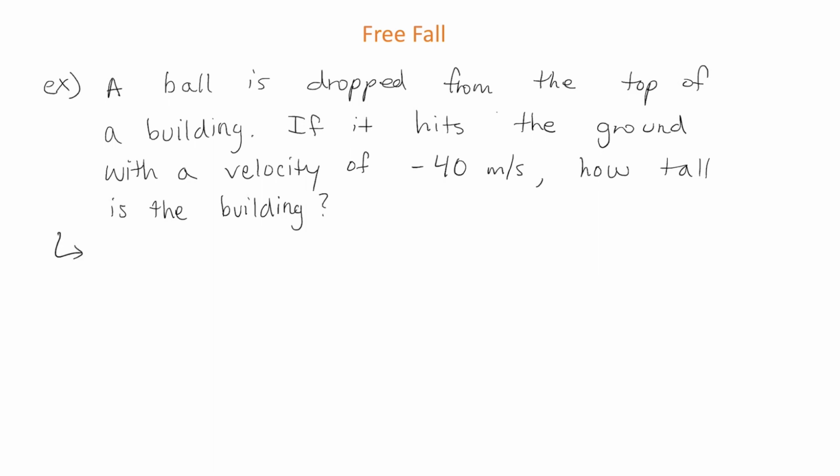Here we have a ball which is dropped from the top of a building. If it hits the ground with a velocity of negative 40 meters per second, how tall is the building? So I know this is a free fall motion question because this ball is accelerating as it falls down due to gravity, and gravity is the only force acting on the ball. Now that we know it's free fall motion, let's jump into what was given.